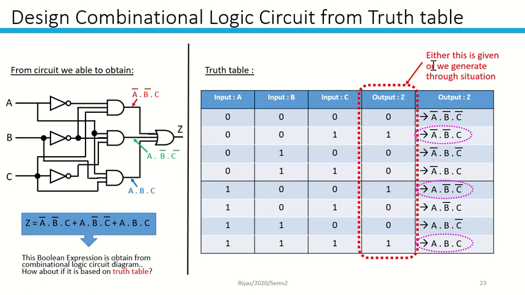So either this is given, or usually it is given based on the circuit, or maybe there is a situation where you need to select this one. It depends. Because this is from a truth table, this should be given.